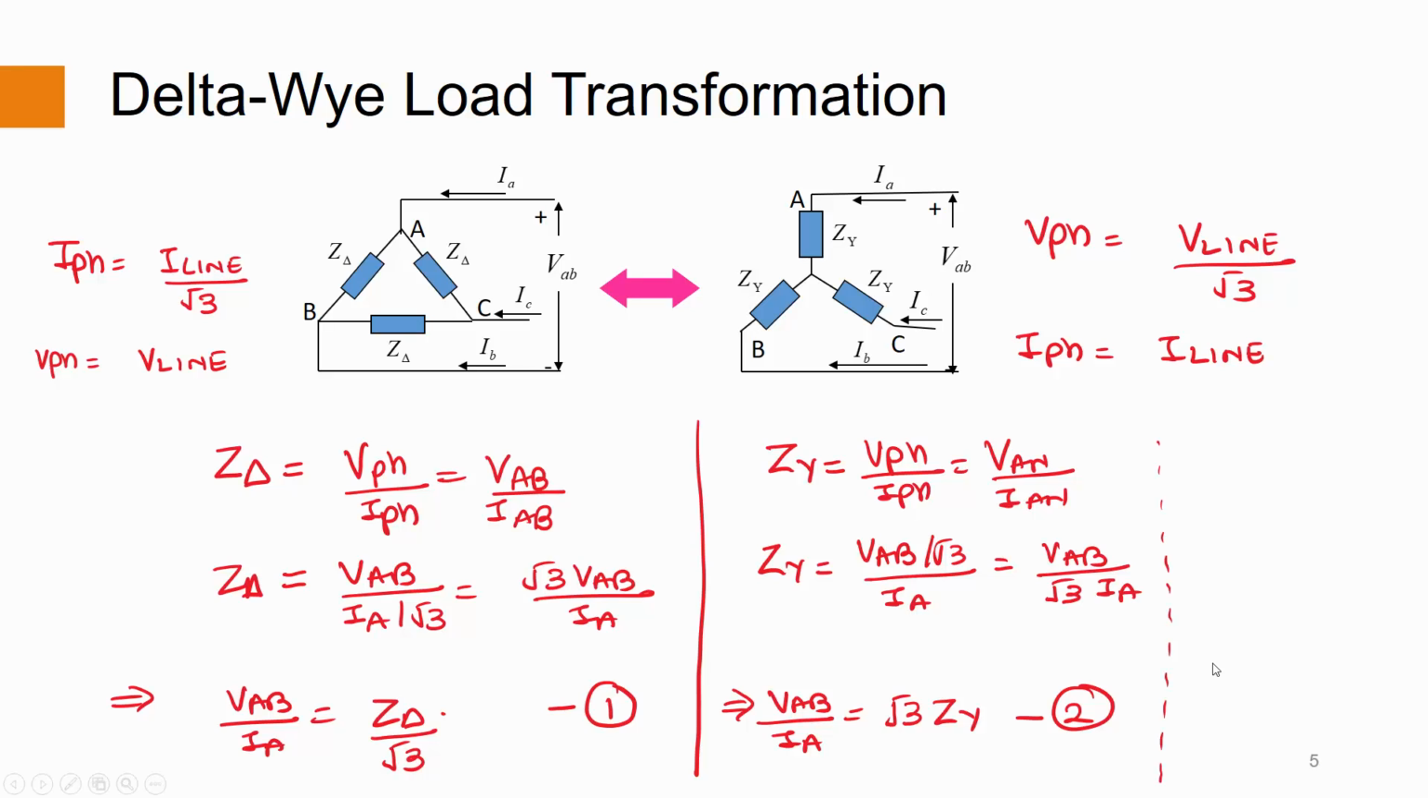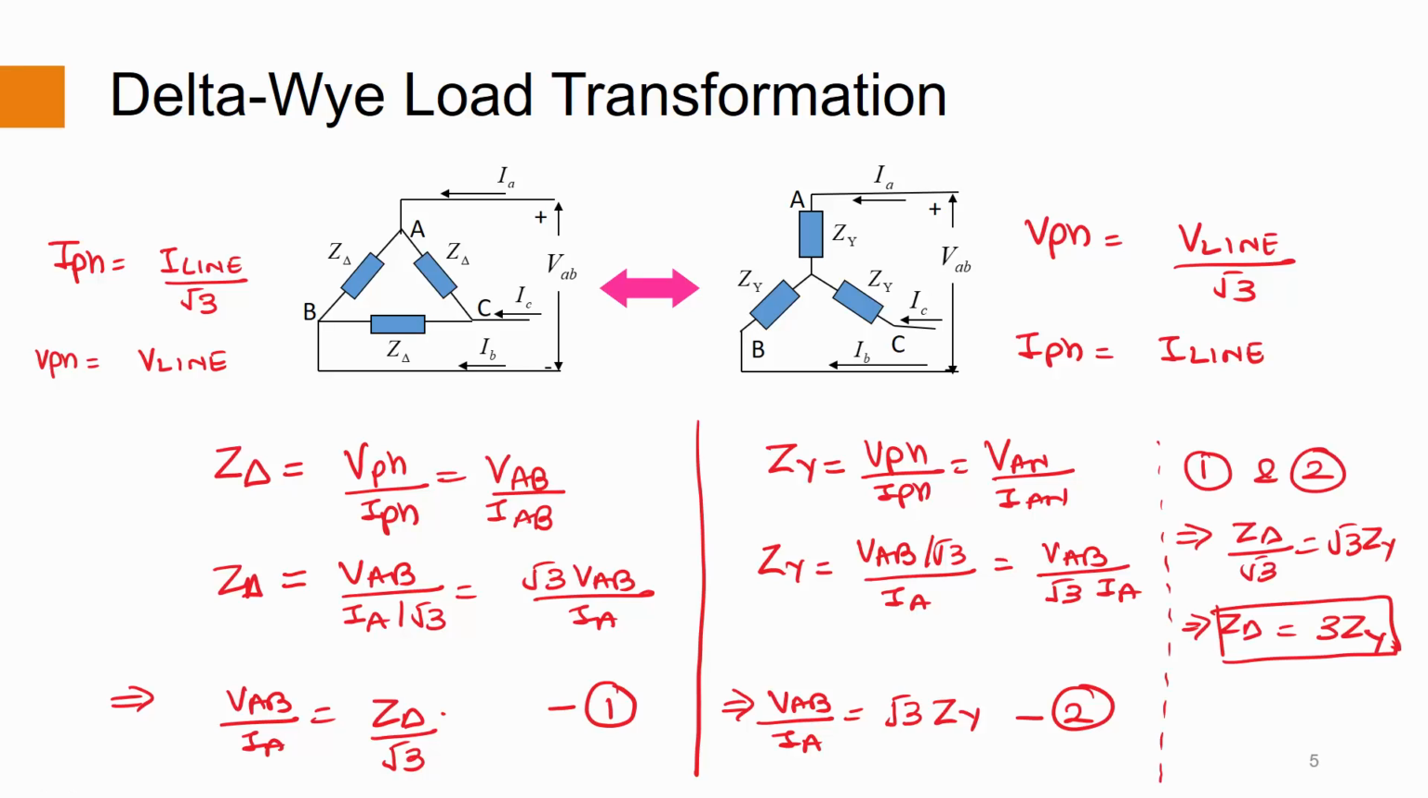Equating these two equations, we get Z delta by √3 is equal to √3 times ZY, or Z delta is equal to 3 times ZY. Thus, if we have a Z delta connected load, we can find the equivalent Y by dividing it by 3.